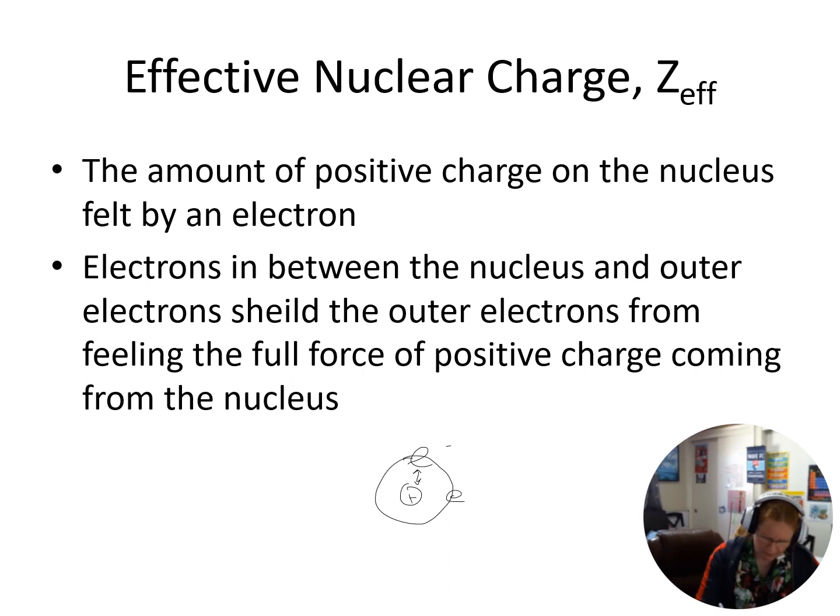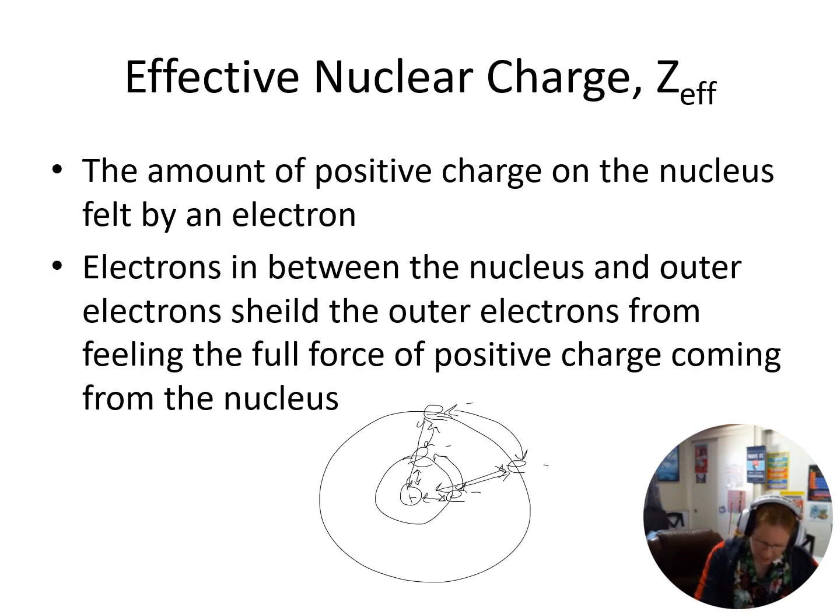Now, let's say I have another electron. I have an interaction here, but I also have an interaction there. And then let's say I draw another electron and another electron. Well, now I'm getting an interaction here, and here, and here, and so on and so forth.